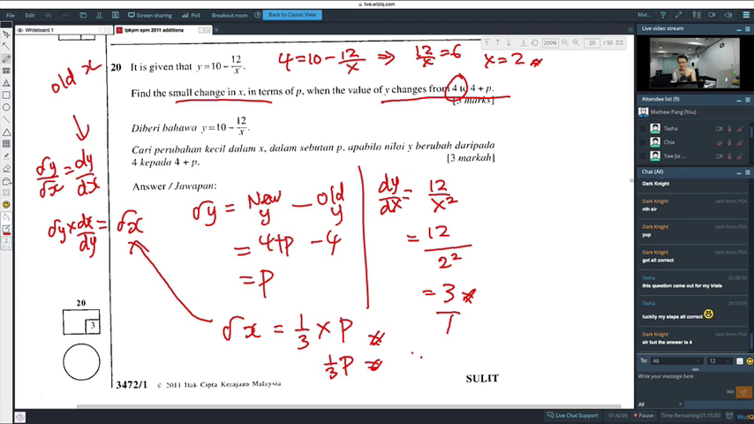But in this case, the question purposely does not want to give you the x change from what to what. The question gives you y. So if the question gives you y, you need to substitute it back to get your old x values. If you want to get a new x value, just substitute a new y value into it. But most of the time, only use the old x value.